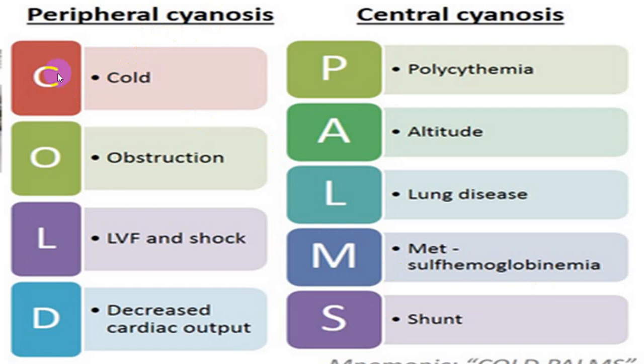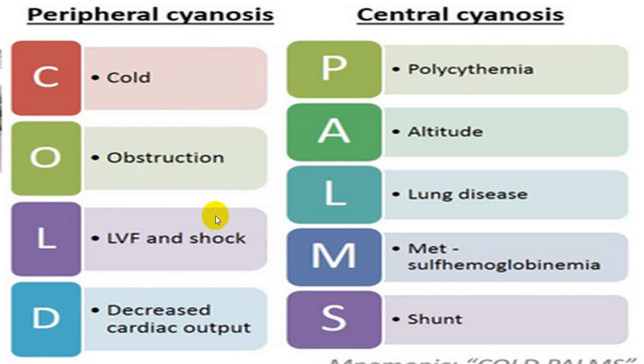Peripheral cyanosis, we have given you a classical example: extreme exposure to cold, peripheral arterial obstruction, and acute left ventricular failure with shock stage, or we call it severe congestive heart failure with shock stage, or acute pulmonary edema with shock stage. And decreased cardiac output will be because of congestive heart failure. And in a case of acute left ventricular failure with shock stage, it will be peripheral plus central. So that will give rise to what we call the mixed cyanosis.